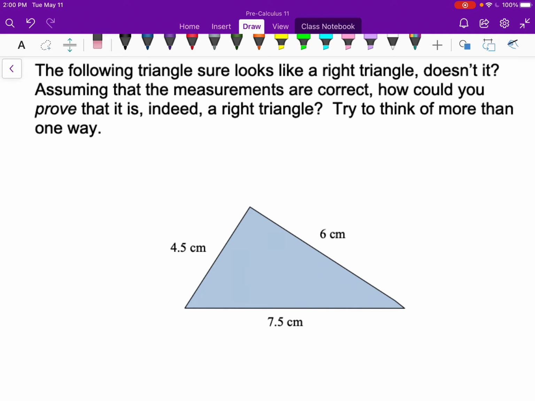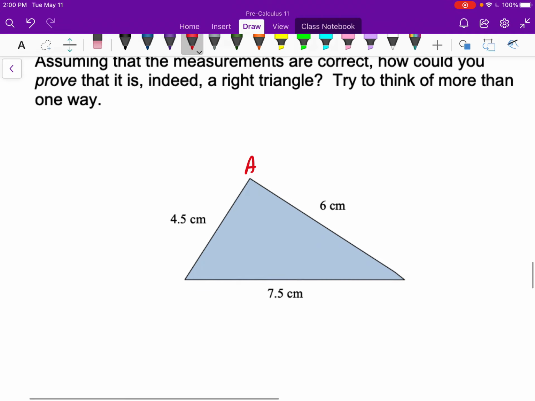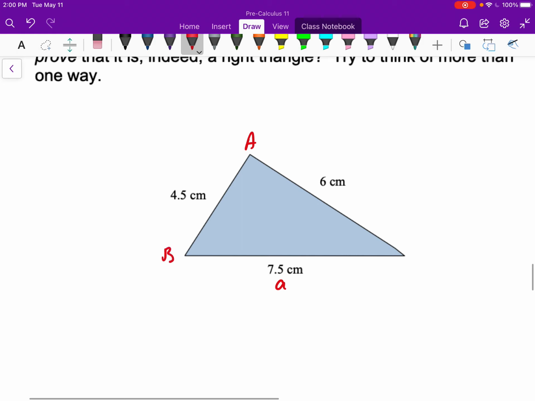And so to do that, I'll just call this angle here I'm trying to find A, which means this is lowercase a. I'll call this B. This is lowercase b, and this is lowercase c. But I'm going to use the cosine law to find angle A. If I get 90 degrees, yeah, it's a right triangle. If I don't, no, it's not.